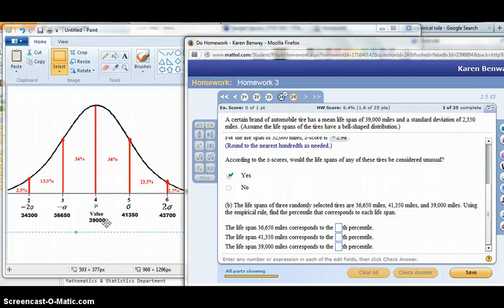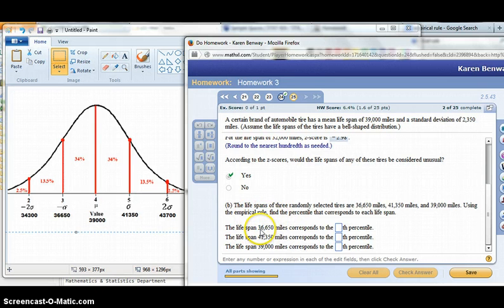39,000, and the mean plus 1 standard deviation is 39,000 plus 2,350, which brings us up, when we go up 1 standard deviation, to 41,350. When we go up 2 standard deviations, that brings us to 43,700. When we go down 1 standard deviation from the mean, that brings us down to 36,650, and down 2 standard deviations brings us down to 34,300. So these are the cutoffs for these percentages.